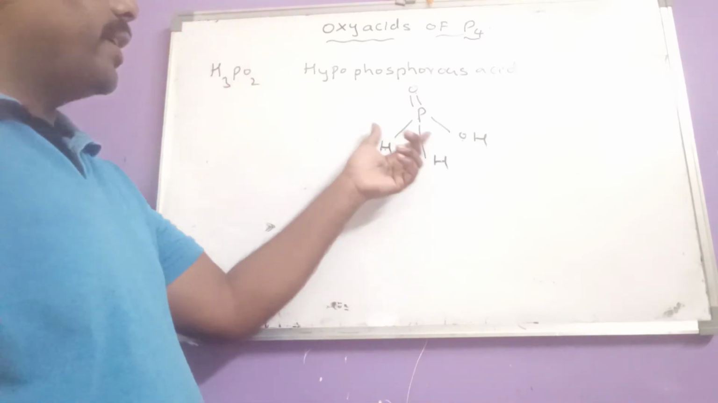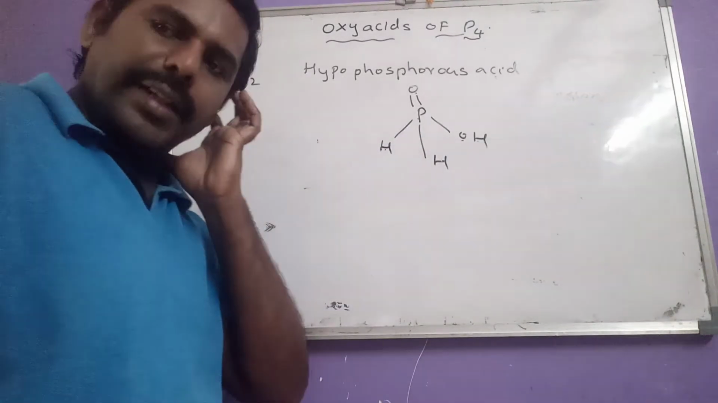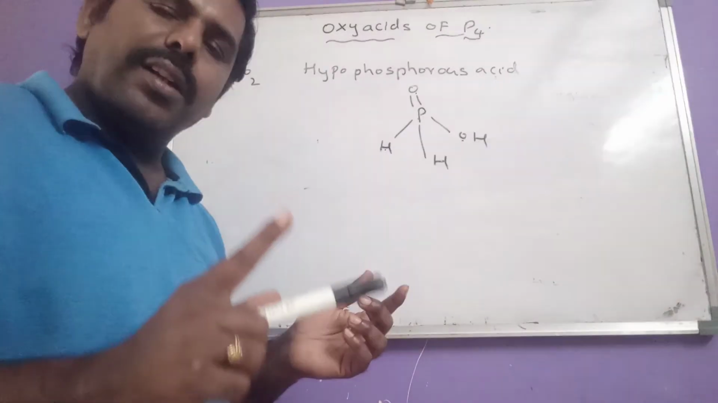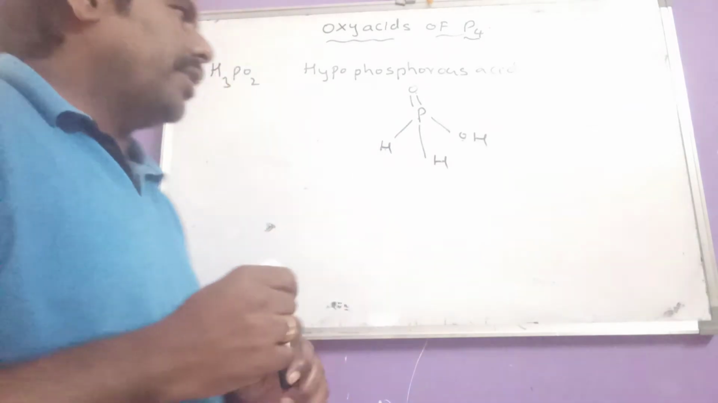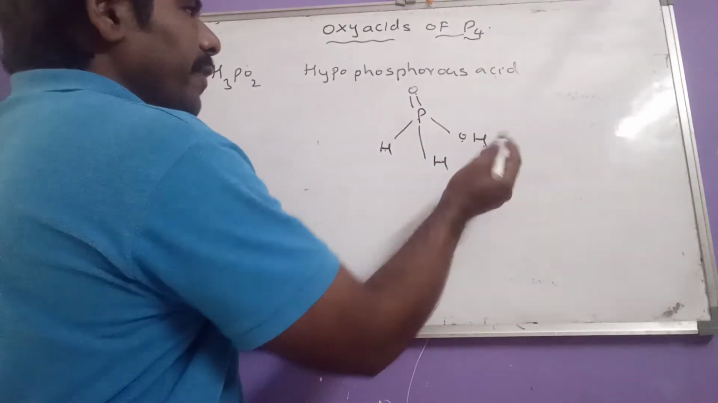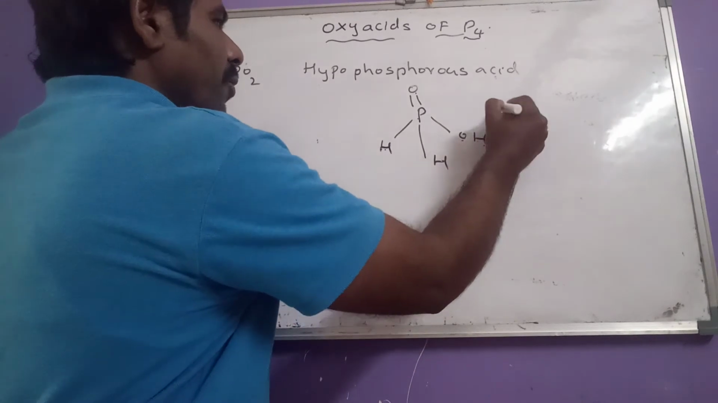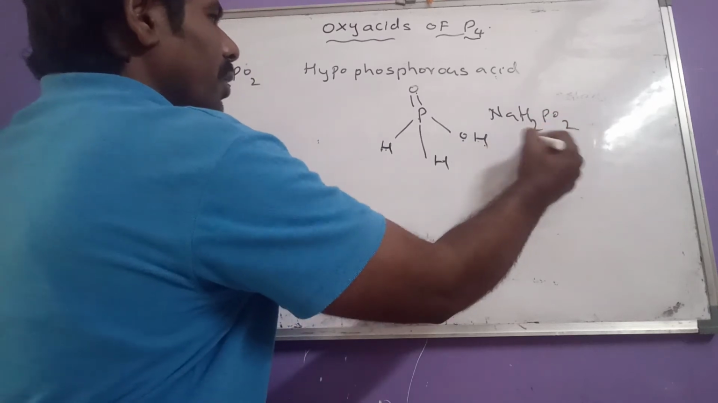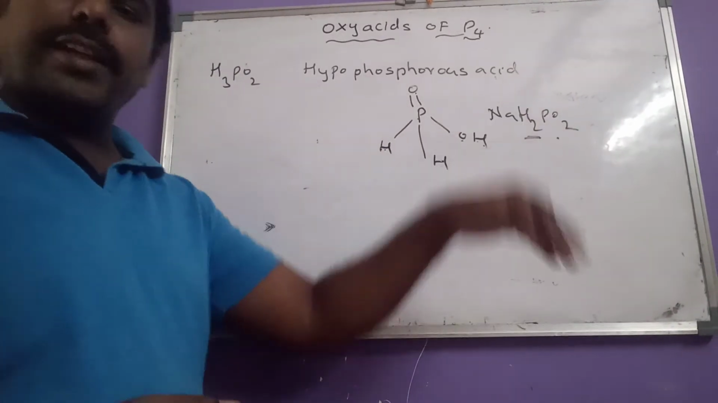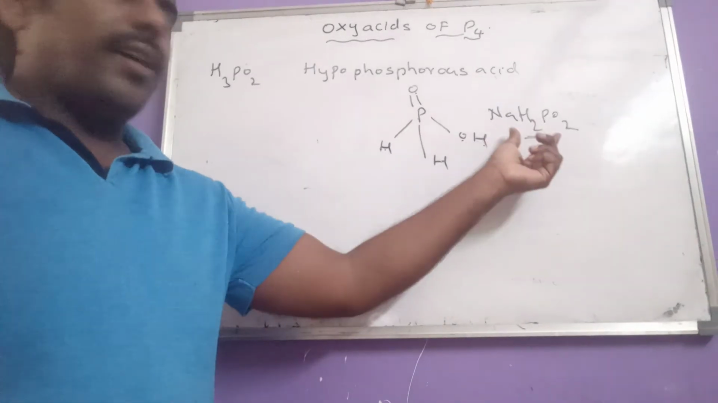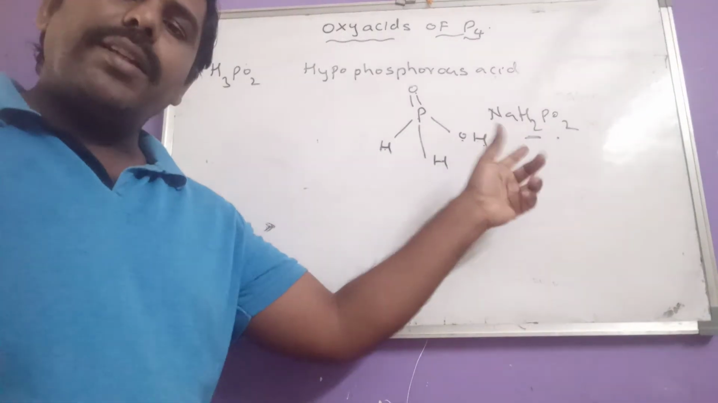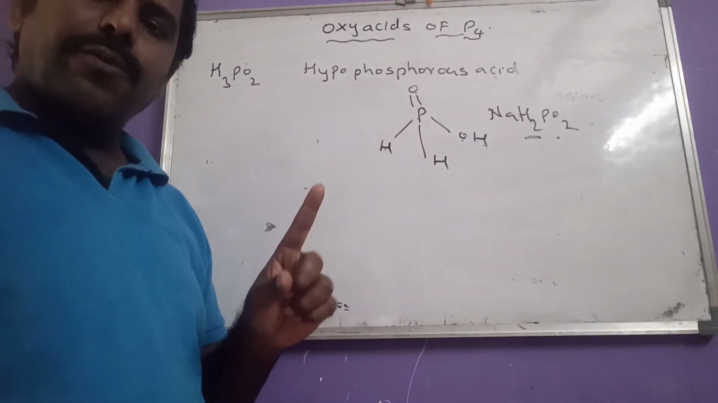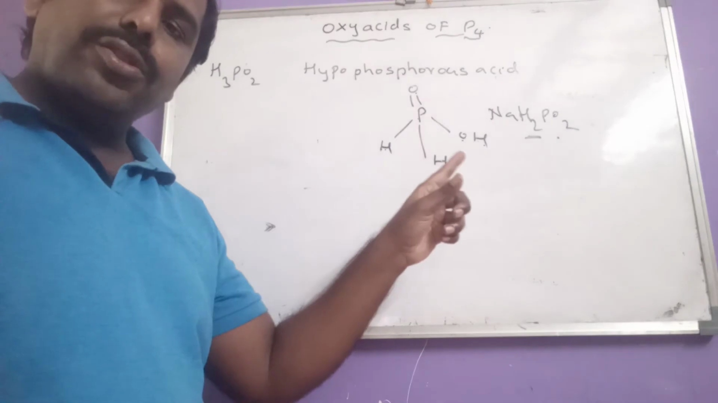So the basicity of hypophosphorus acid is 1. So it can form only one salt, and that also a neutral salt. By replacing this H plus with sodium or potassium, we can get NaH2PO2. So it may not donate another H plus ion. So this salt is called a neutral salt, not an acidic salt. So hypophosphorus acid forms only one salt, that too a neutral salt.